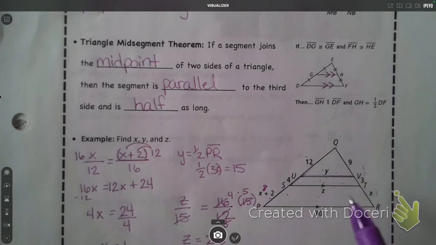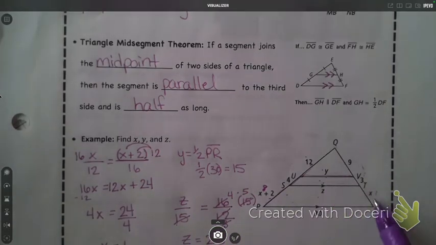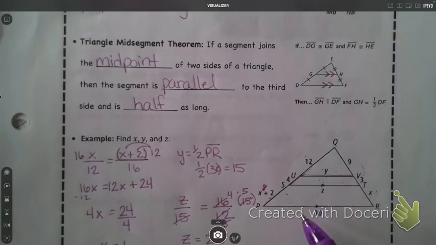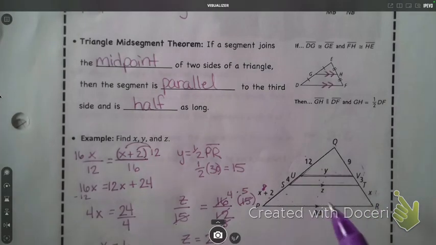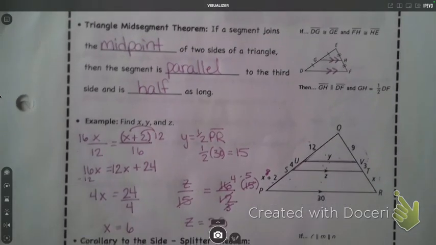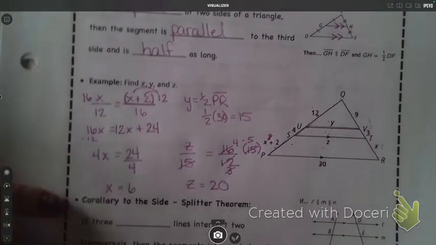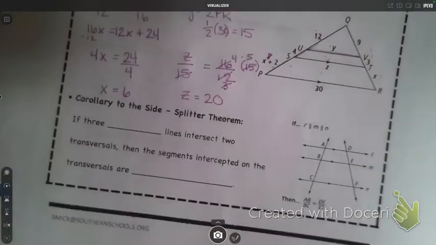Okay, so either way I went, I had to use Y or I had to use X to find Z. So just make sure you're being careful with your math. Okay, last rule, I think. Corollary, that means since I know this, I can know this.